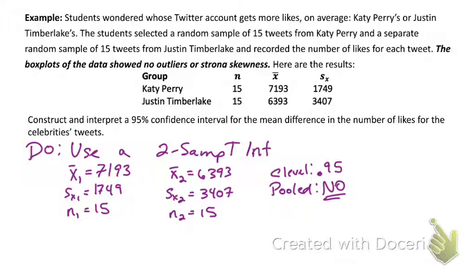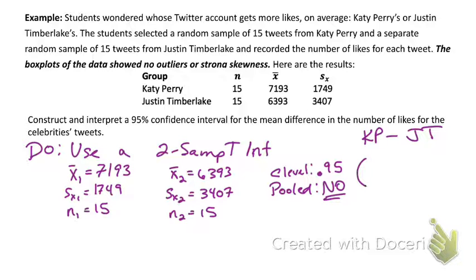Again, when you hit enter or calculate, whatever the word is, please be patient. Don't click enter too many times. It will make it go away. So just be patient. Your calculator's doing a lot of work. All right, you should have an interval. Now, this is the interval for the difference between Katy Perry's average tweet likes and Justin Timberlake's average tweet likes. Katy Perry's minus Justin Timberlake's is how we did this.